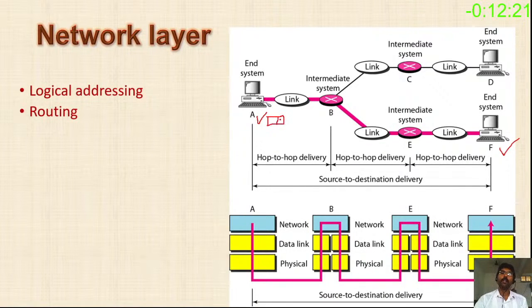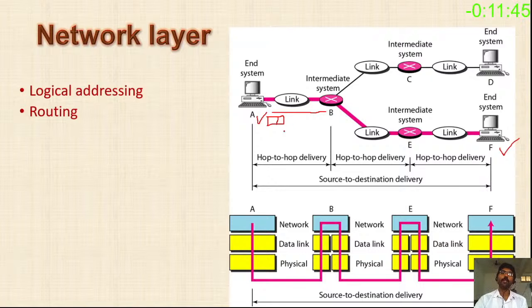Now this data frame contains the address of B. That is, the data link layer can only transfer the data to its adjacent node. So it will add the address of B, and the data is given to B. Now the same packet has to be delivered to E. So this node converts the destination address from B to E. It means the data frame is changed here.